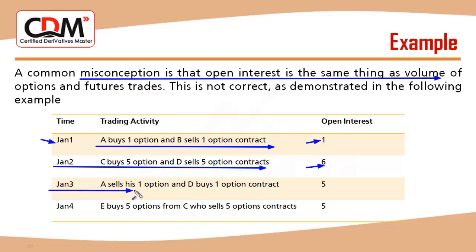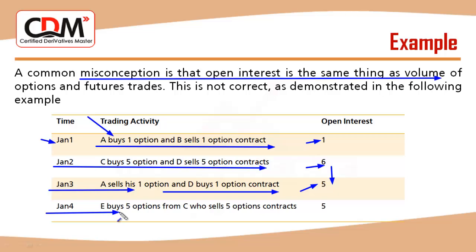Now what happens on January 3rd? Trader A, who was earlier in the buying position, closes his position, sells his contract and books the profit or loss. He sold one contract to trader D, who was earlier in the selling position. So A closes his position and D closes his position, and both agreed together to close. One contract is eliminated from the market. So 6 minus 1, the new open interest in the market, is 5. This is what we call a reduction in open interest.